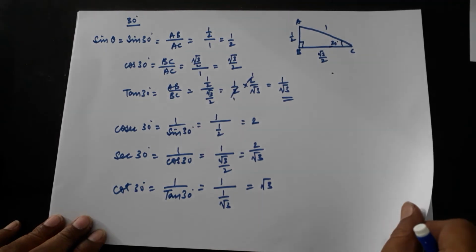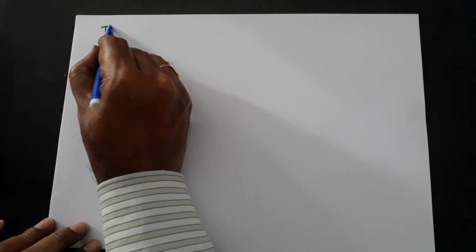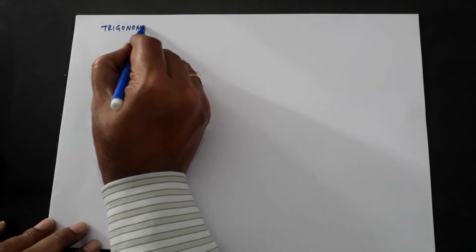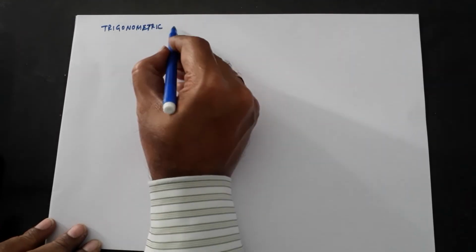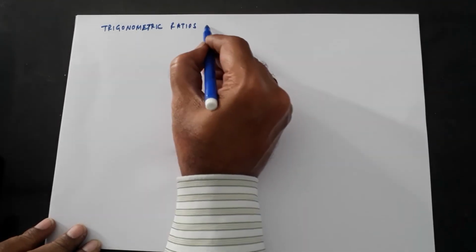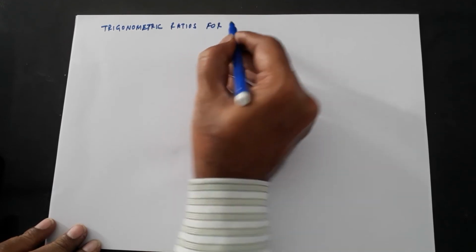Now the next one: we have done 45 degrees, we have done 60 degrees, we have done 30 degrees. We got all the ratios. Now what next? The left outs are 0 degrees and 90 degrees. So first we will do the trigonometric ratios for 0 degrees.